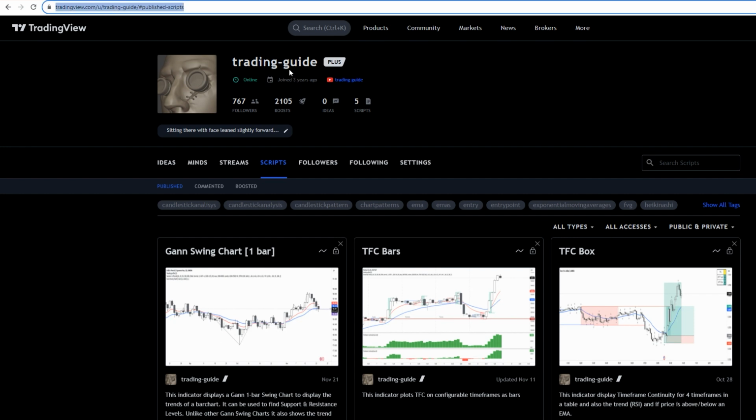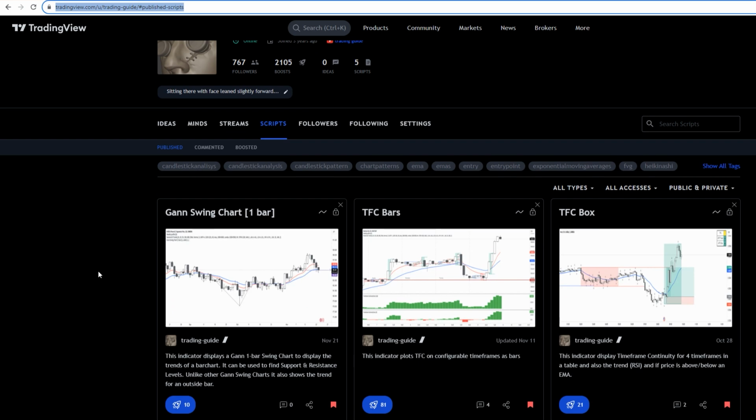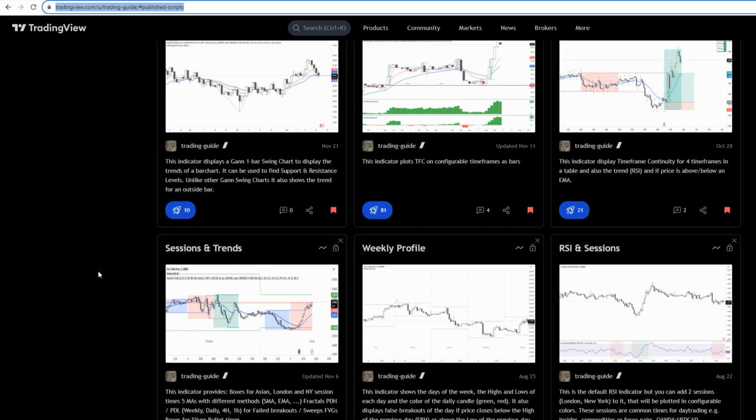The most important one is the Gann Swing Chart to draw your SNR levels. This one, the link will be in the description. The next one is the sessions and trends, so that you see at which time to trade. It also comes with some EMAs. And the last one, kind of optional, is the weekly profile to see the start and end of the day.